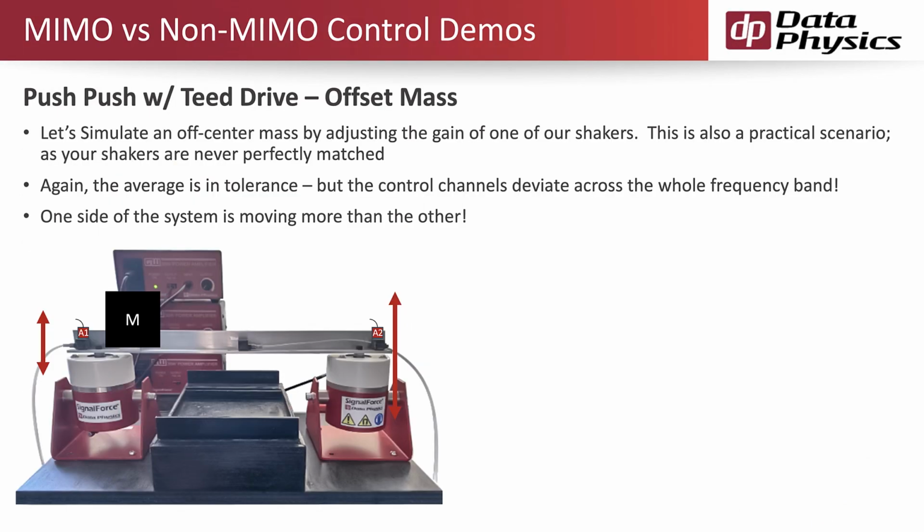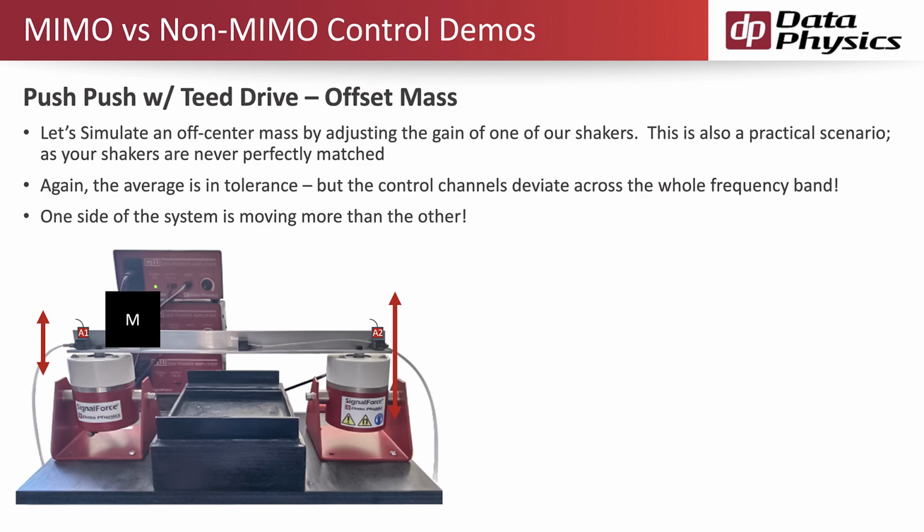So the next consideration we're going to look at is to simulate an offset mass. So what happens if your mass is offset from the center? You don't have a perfect system anymore. To simulate an offset mass, I'm just going to turn the gain down on one of my two shakers. I should also point out that this is a realistic configuration where you have two shakers that just aren't perfectly matched. No two shakers are perfectly matched, but if you have two shakers that are wildly different, then having a different gain between your two shakers is simulating that.